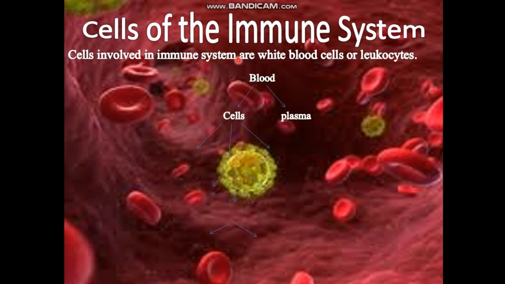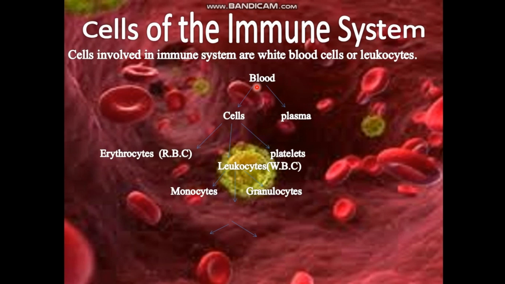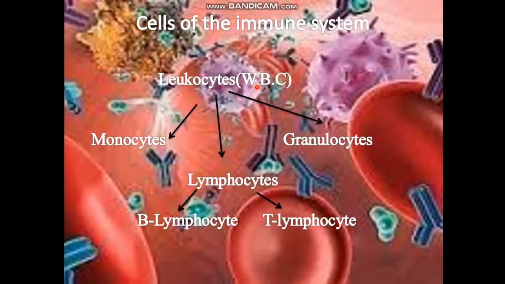So blood is made up of cells and plasma. Cells are erythrocytes or red blood cells, platelets, and white blood cells, which are leukocytes. You should know the two names. Leukocytes are monocytes, granulocytes and lymphocytes. And lymphocytes are of two types: B lymphocyte and T lymphocyte.